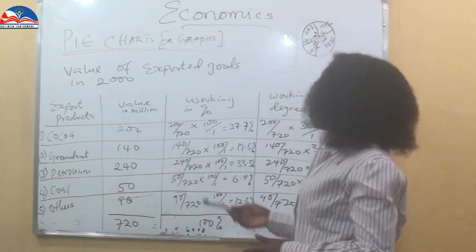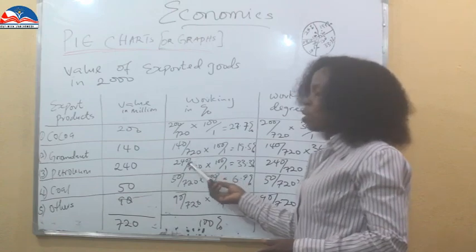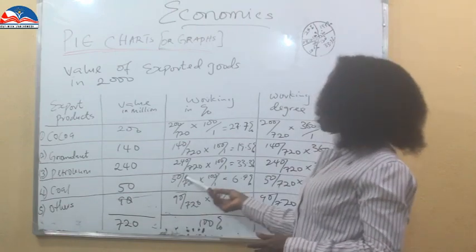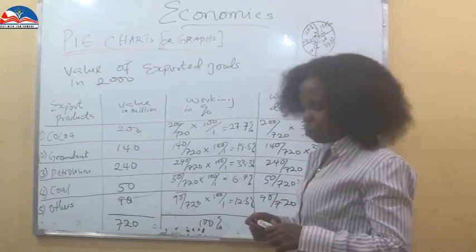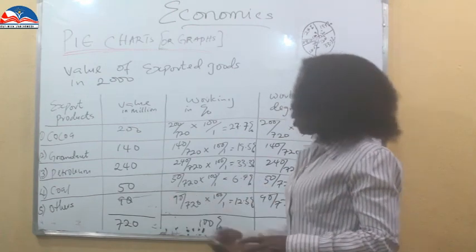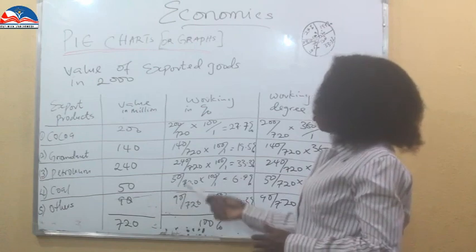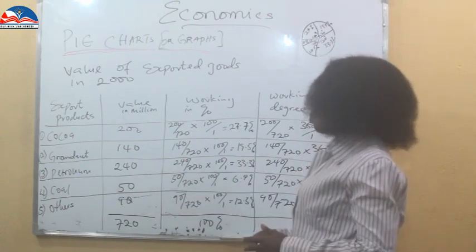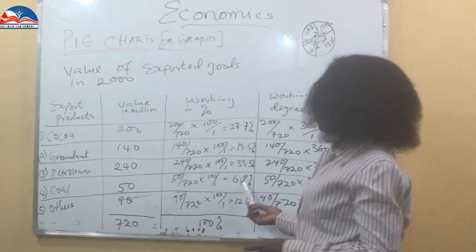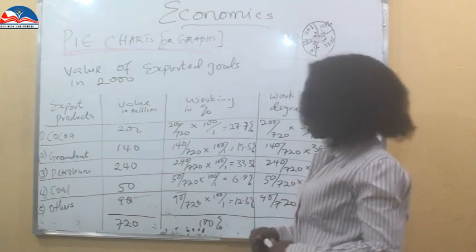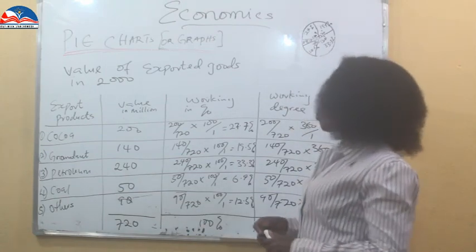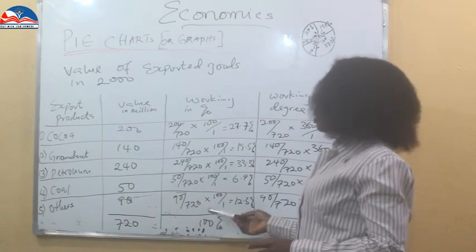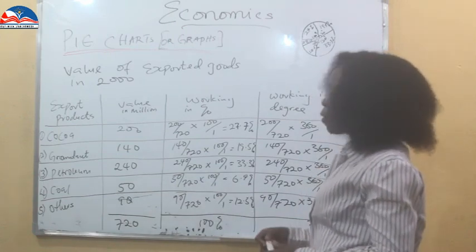So also it goes with petroleum, 240 over the sum total 720 times 100 over 1, you have 33.3%. Coal, 50 over 720 sum total times 100 over 1, you're going to have 6.9%. 90, which is for other things exported, over 720 times 100 over 1, you're going to have 12.5%.